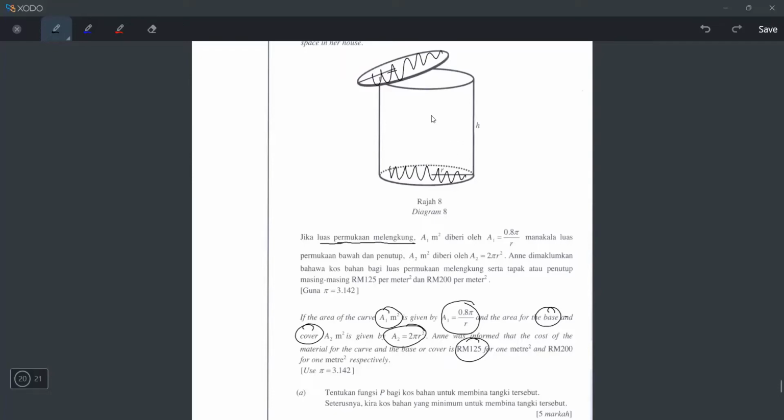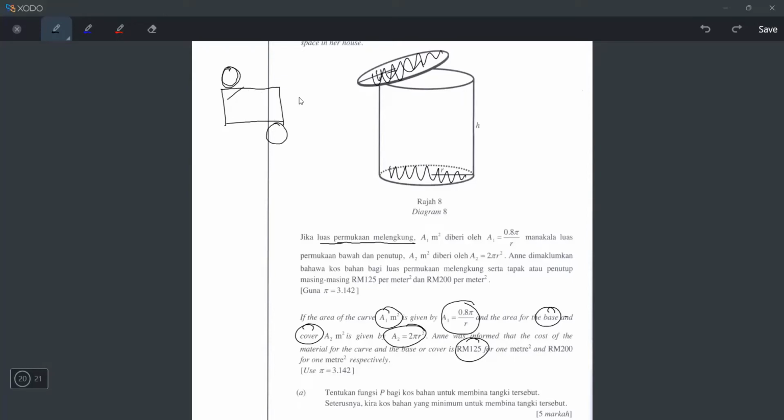Because this is a cylinder, and they give you the curved surface area and the surface area for the base and the cover. So let's think about this. This is how the cylinder looks when you open it up. Which one is the curved part? Is it the circle? No, this is not the curved part. This is the curved part. The rectangle is the curved part.